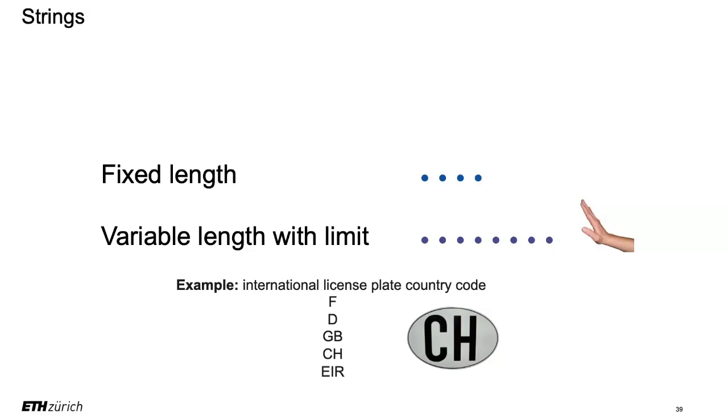Now, if you want to go international, you might not want an exact number of characters, but you can also say at most 3 or at most 4, and that gives you this kind of feature, right? You just give a maximum, but it can be less. And here you see with the countries like F and D, like France and Germany, they have just 1 letter. And then the United Kingdom and Switzerland, they have 2. Ireland, they have 3, and so on and so on. You can also do this.